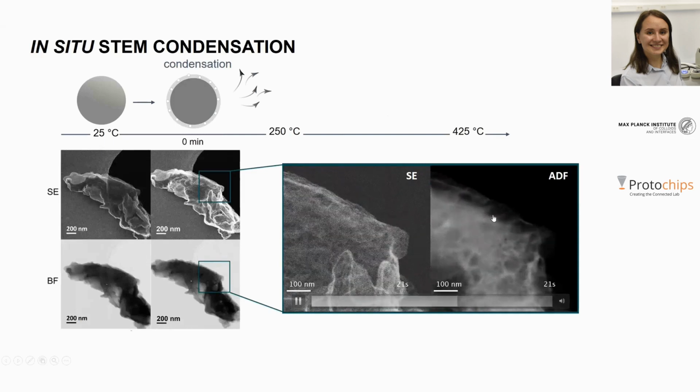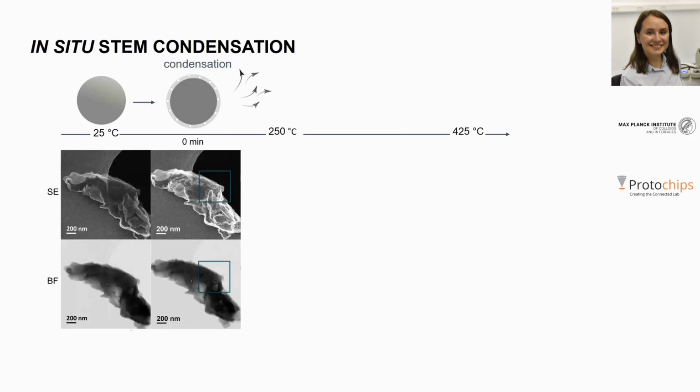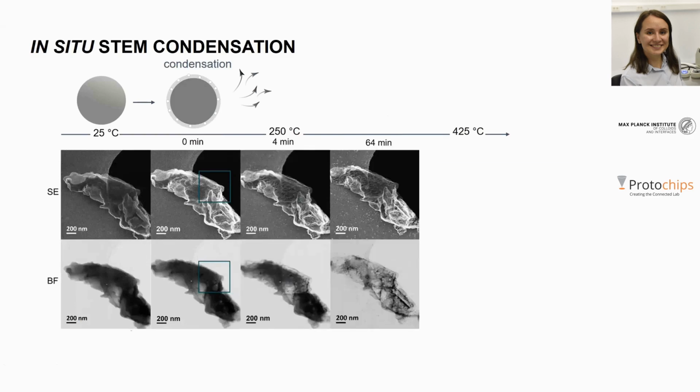Upon further heating to 425 degrees, sintering of the particle occurs, and it becomes more dense due to the redistribution of the pore volume. And the second mass release occurs also at this temperature. This time it occurs through bubble formation, which coalesce and then escape from the particle, forming a porous network. This process can be assigned to thermolysis.